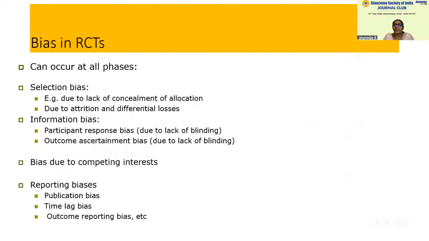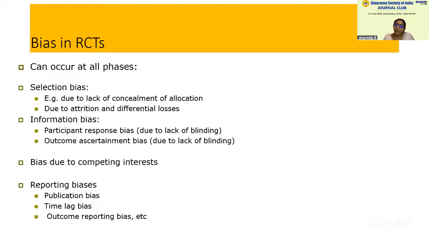In spite of doing blinding and randomization, there are still chances of bias that could occur at any point of time in RCTs. It can occur as selection bias, because of lack of concealment of allocation or due to patients not following up regularly and loss of follow-up, etc. Information bias and participant response bias due to lack of blinding, outcome ascertainment bias, bias due to competing interests, and there can also be reporting biases like publication bias, time lag bias, etc.